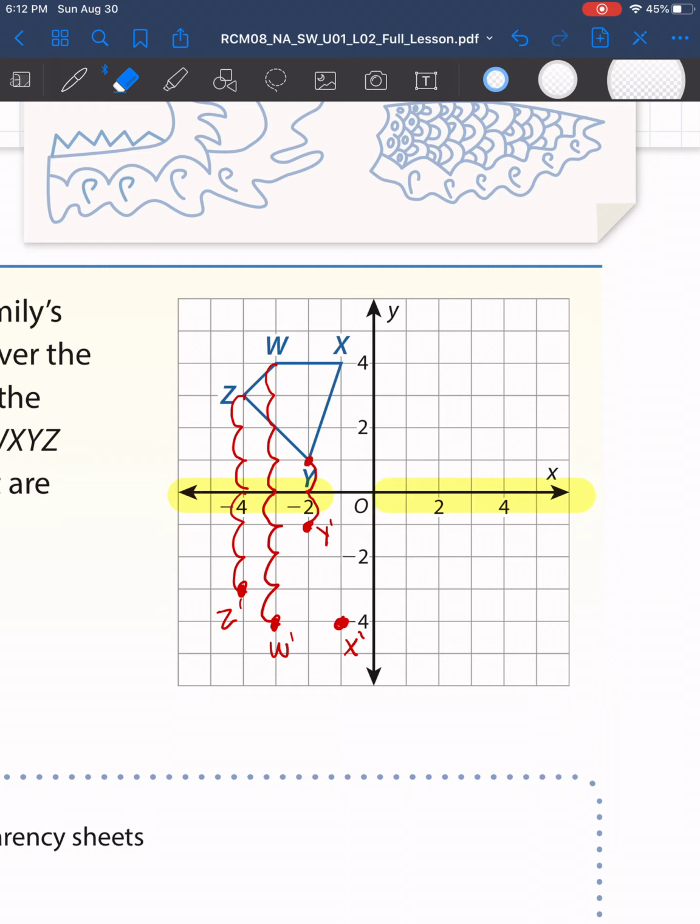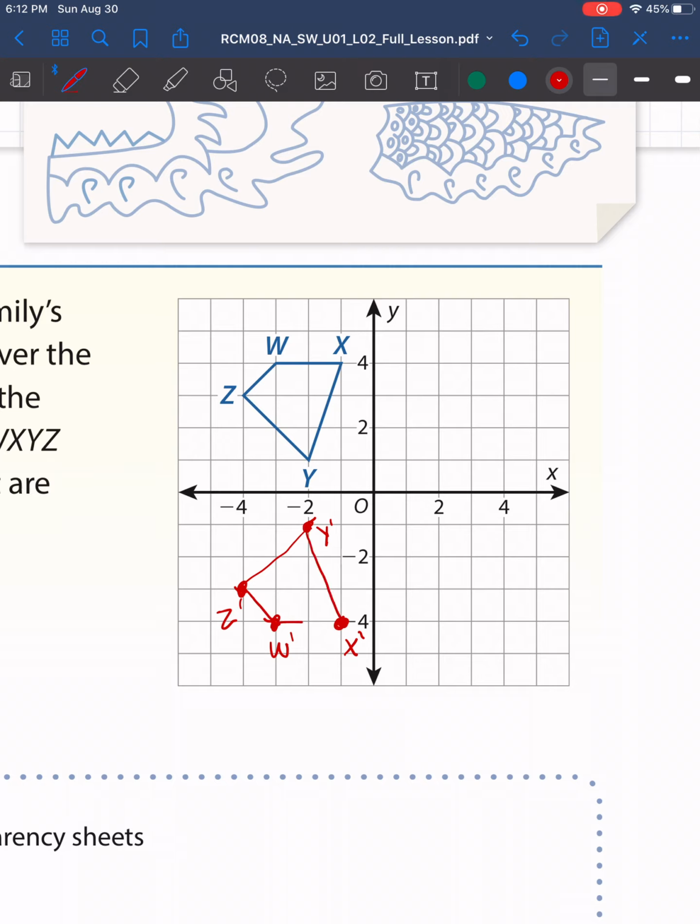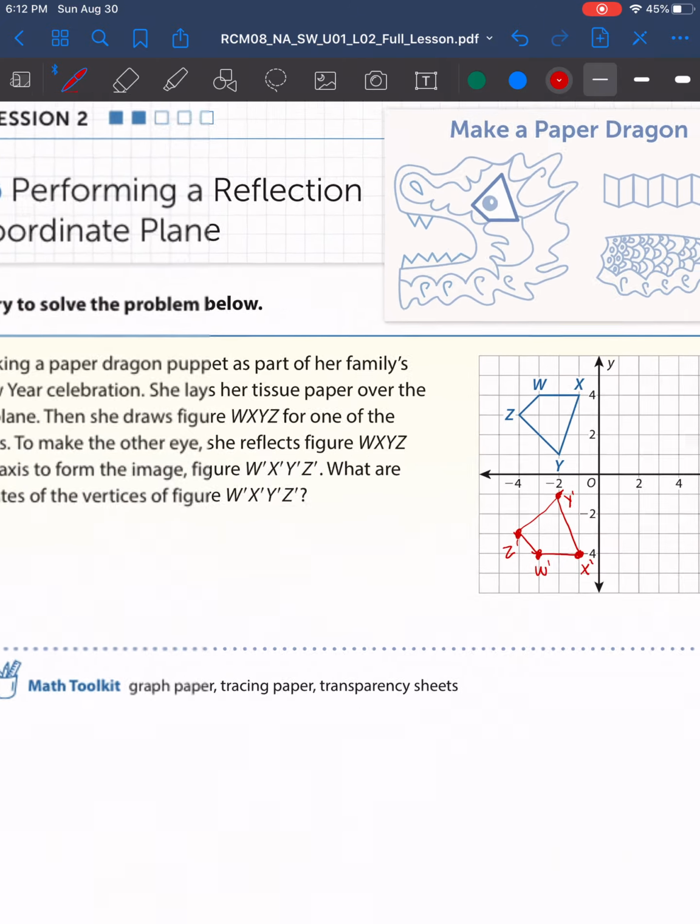Now I'm going to grab my eraser and erase all my little jumps, that way we can see our shape a lot easier. Oops, it erased my line of reflection. That's okay, we can get rid of it because we know it's the x-axis. Now I'm going to take my pen and connect these points. And there you go, there is WXYZ prime.